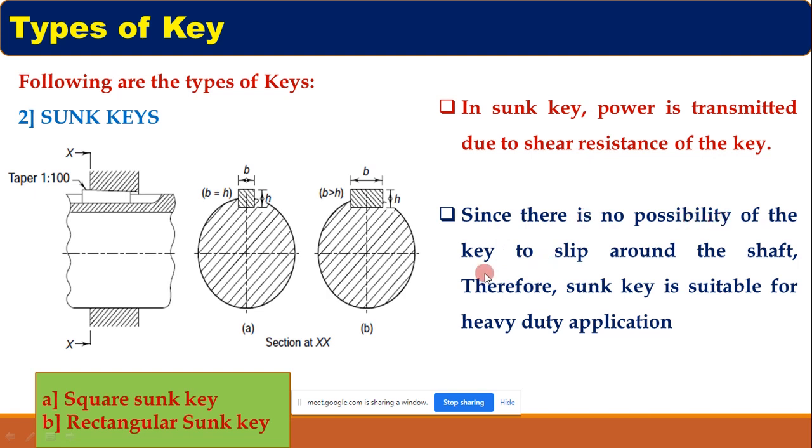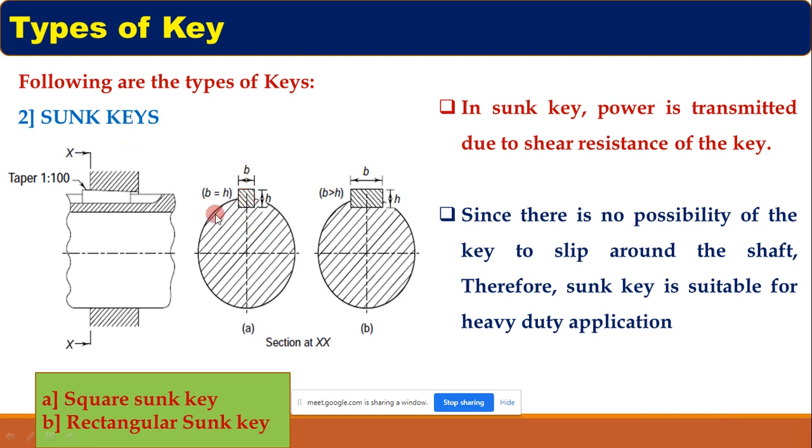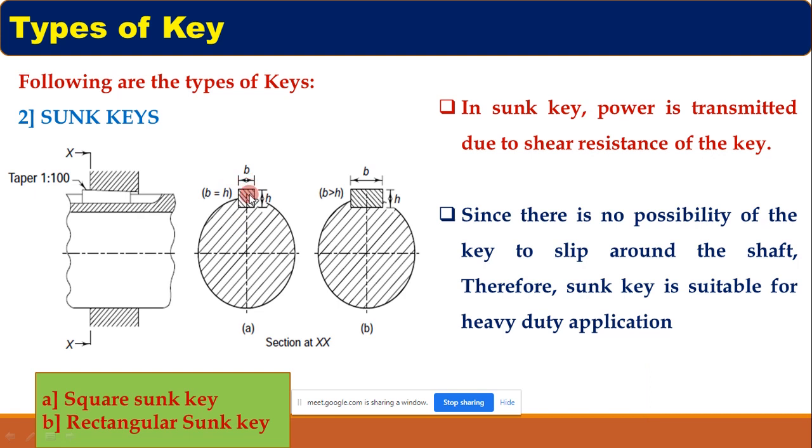Since there is no possibility of the key to slip, as this key is fitted into the shaft and hub, there is no possibility of slip, and thus the sunk key can be used for heavy duty applications. Now if you compare the sunk key and saddle key with respect to power transmission capacities, the sunk key is used to transmit more power as compared to the saddle key, because in the saddle key power was transmitted due to friction between hub, key and shaft. But here, as there is no slippage, as the key is fitted into the shaft and hub, this is a more rigid joint as compared to saddle keys, and thus this sunk key can be used for heavy duty power transmission or heavy duty applications.